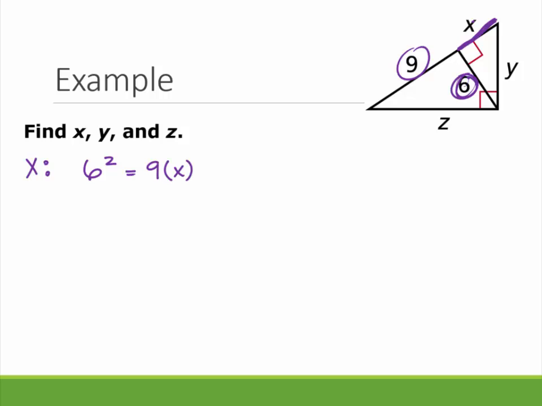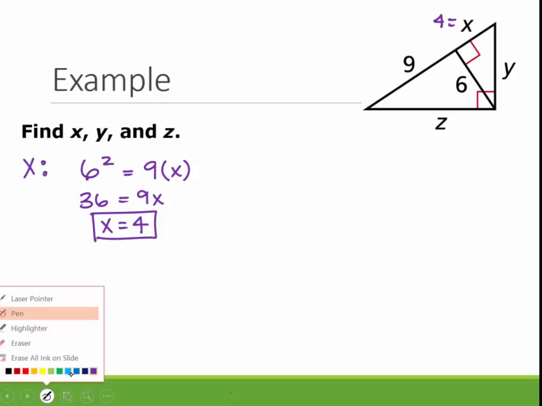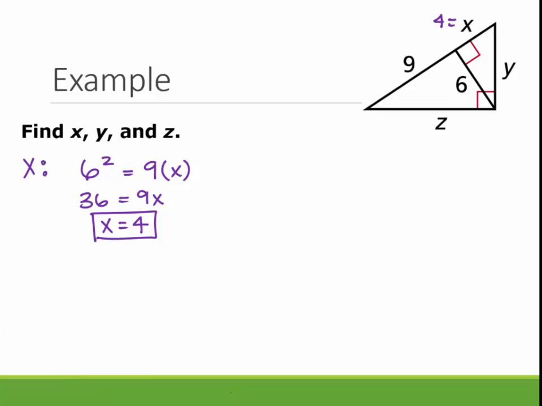This right here is the geometric mean of those two numbers. So we get 36 equals 9 times x. You divide both sides by 9, and you end up with x has to be 4. So that's how big this is here, a distance of 4. Now the other two are legs of this giant triangle that we have here.